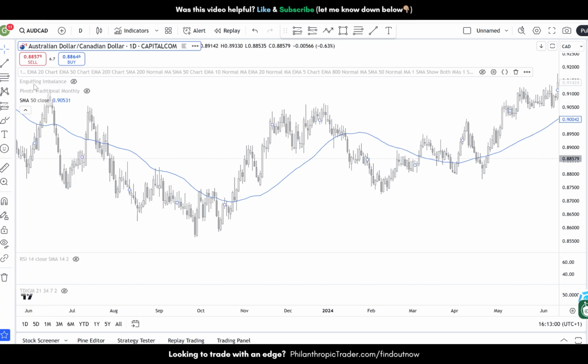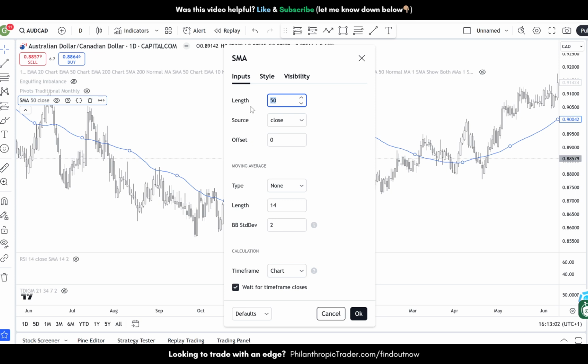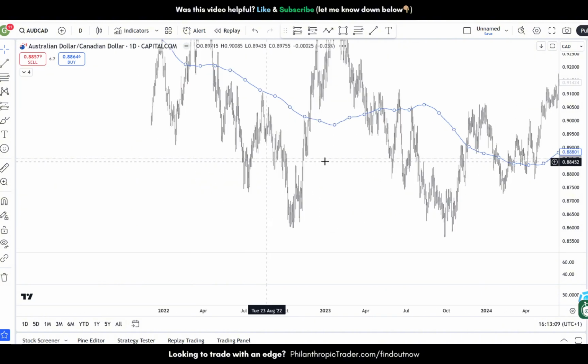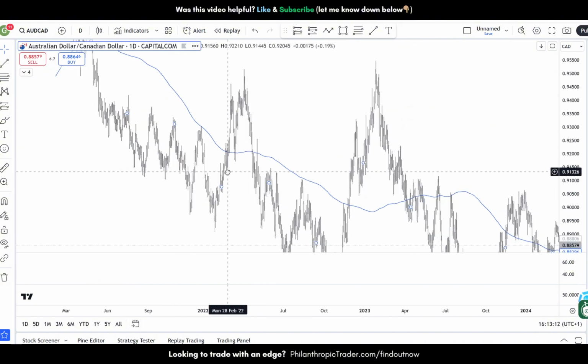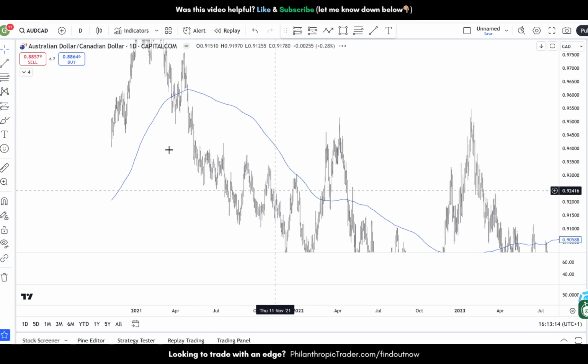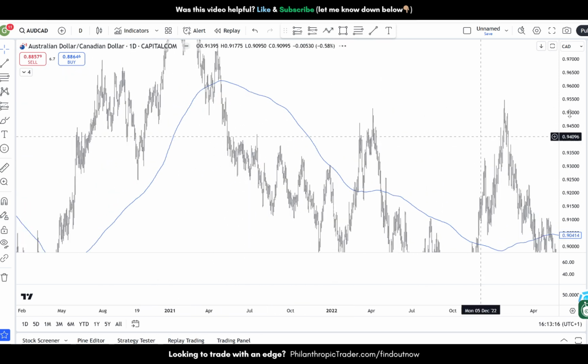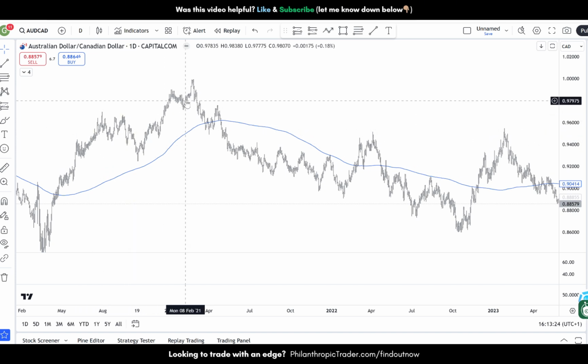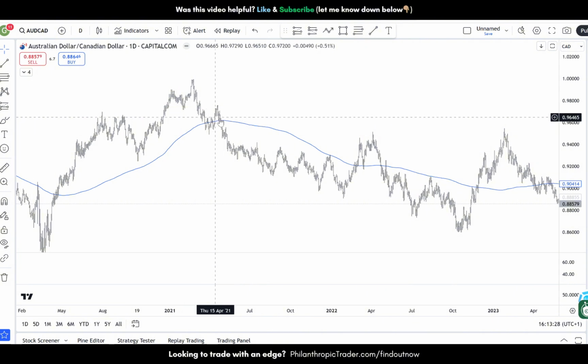So let's take a look. Over here we change it from 50 to 200. And now we see again that the line is different than the 50, right? We see over here that we see bigger trends. So it crosses the 200 line and it keeps moving to the upside for a long time until over here it ranges a little bit, but then it stays below the 200.